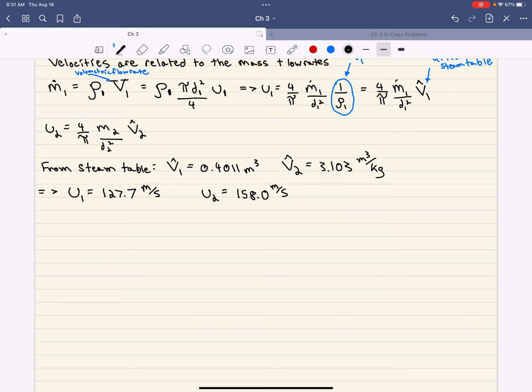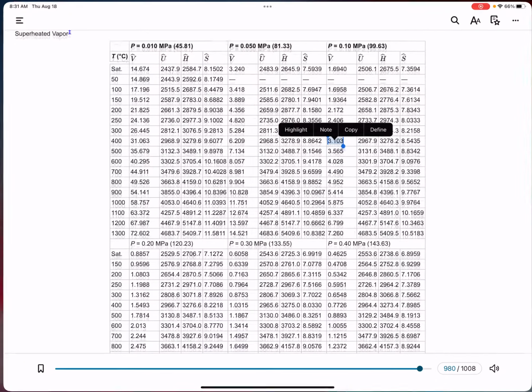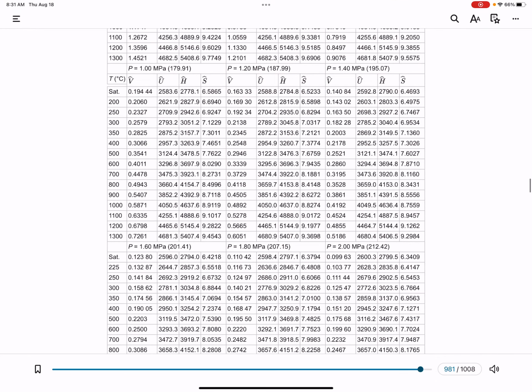All right, so we got the velocities. The other things we need for our energy balance are the enthalpies. And that's going to be a little bit easier because we could just read those directly from the steam tables. Okay, so going back to the steam tables, for the inlet at 1 megapascal and 600 degrees Celsius, we found the enthalpy there, so 3697.9 kilojoules per kilogram.